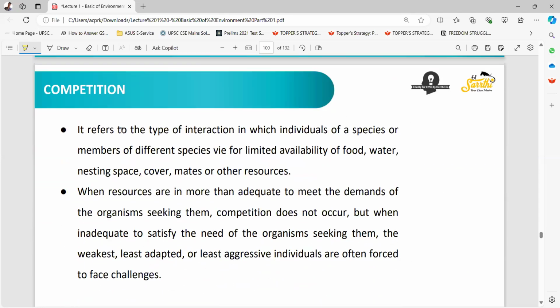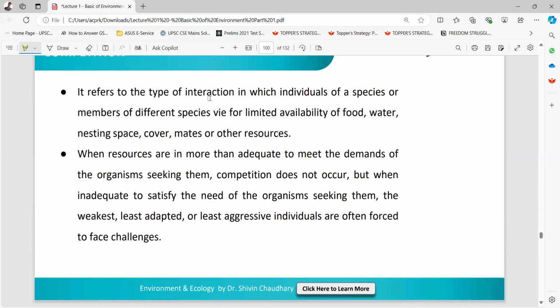Competition. It refers to a type of interaction in which individuals of a species or members of different species vie for limited availability of food, water, nesting space, cover, mates, or other resources. When resources are more than adequate to meet the demands of the organisms seeking them, competition does not occur.